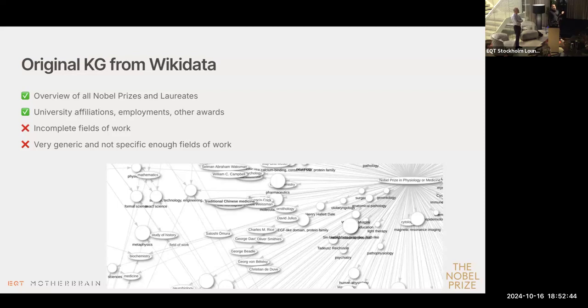However, we realized they were not always complete. For some more famous laureates, there were a lot of them, but for some, there were almost no fields of work. So that was not very helpful for us. And at the same time, those fields of work are also very generic and not specific enough. So we can see here that there is something like mathematics or formal science, which describes a lot of the laureates and isn't too specific to find smaller clusters.